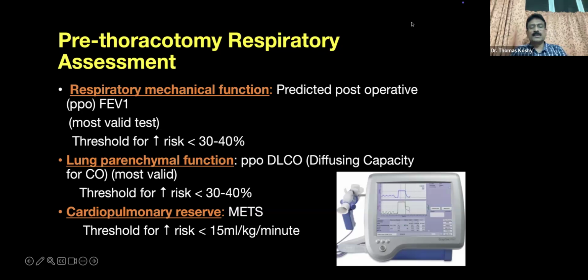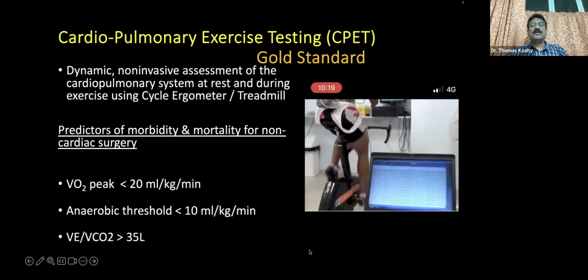So you and I, sitting and listening to this lecture, and I giving the lecture, consume around 3.5 ml of oxygen per kg per minute. That is 1 MET. For the patient to undergo surgery uneventfully, the patient should be able to sustain at least 4 to 5 times this oxygen consumption. And there comes the cardiopulmonary exercise testing.